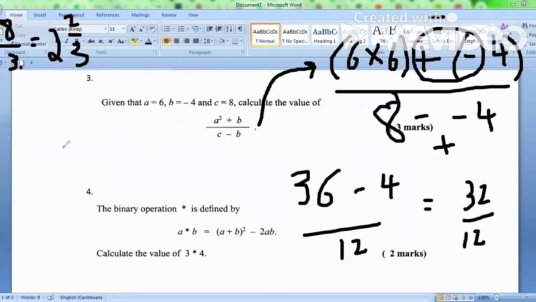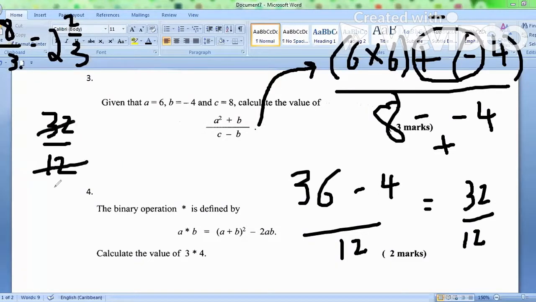And we can reduce. Let's go over here. We can reduce 32 over 12. 8 plus 4 is 12. The 2 negative signs will be positive.